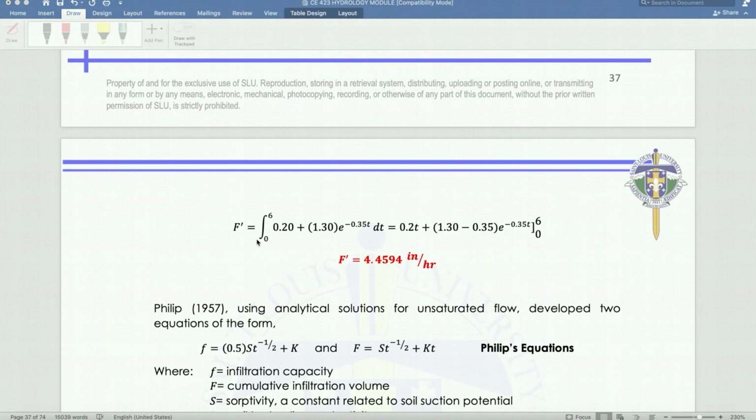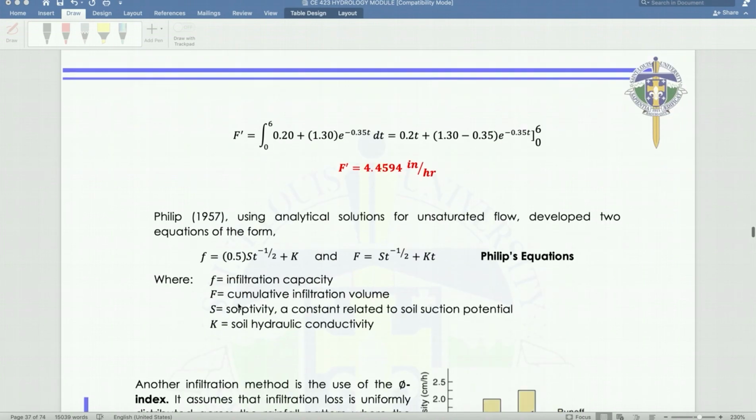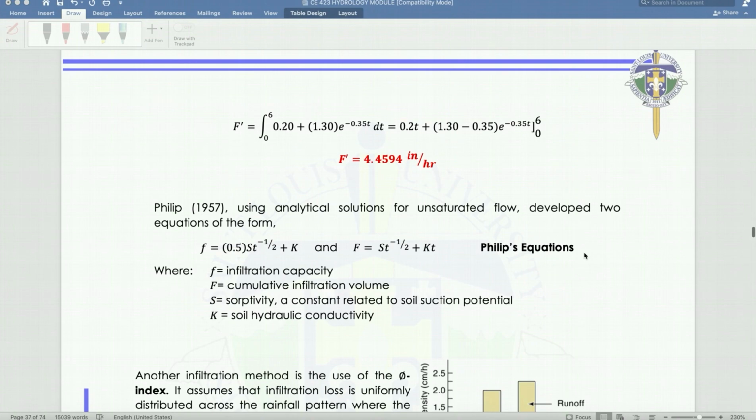Okay, that would be our limit. So dt. Therefore, F prime is 4.4594 inch per hour. Next would be by Phillips equation.